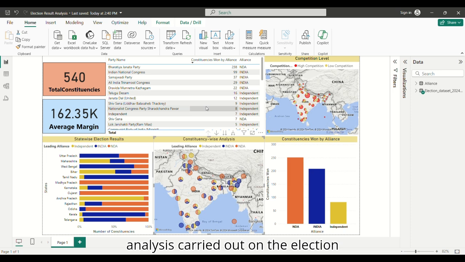So this was a small analysis carried out on the election result using Power BI and a few recommendations that can be drawn from the analysis.